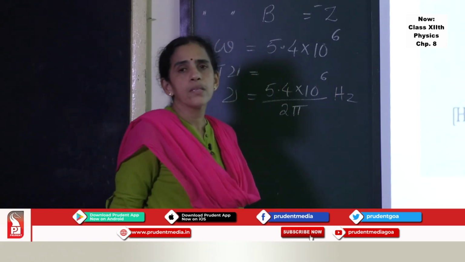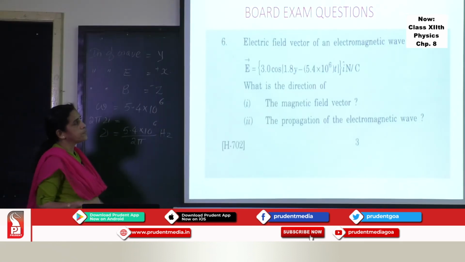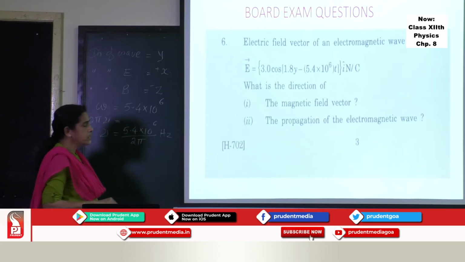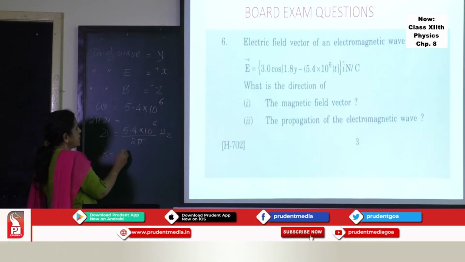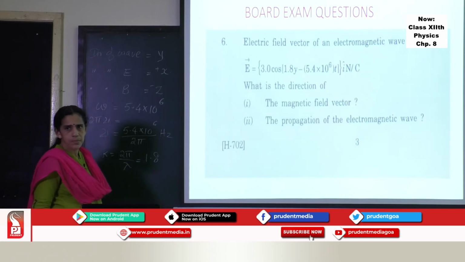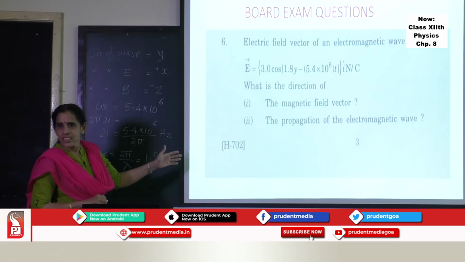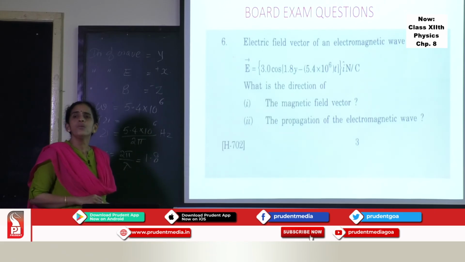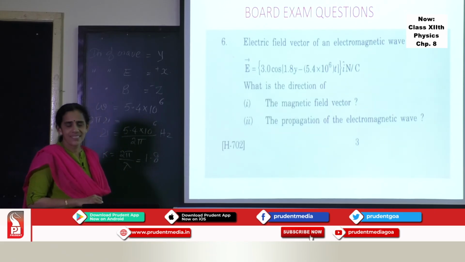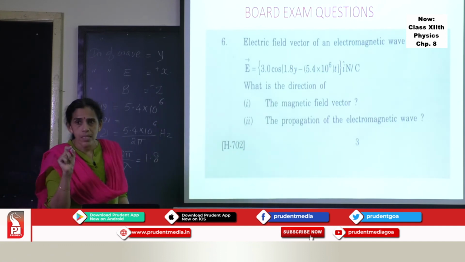1 mark question: what is the wavelength? How will you find wavelength? Your k value, they have given it as 1.8. k is nothing but 2 pi upon lambda, that is 1.8. You can calculate lambda. Otherwise also you can calculate lambda. How? You already know the frequency. C is equal to nu lambda, speed. So, like that problems can come based on these equations.